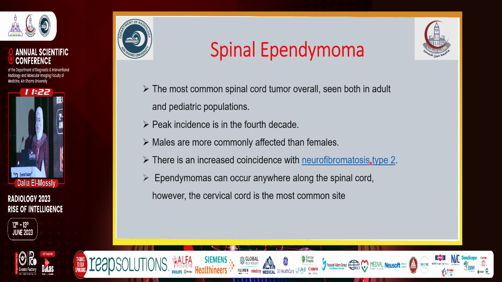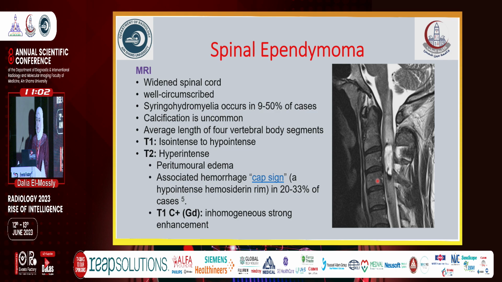Spinal ependymoma is the most common spinal cord tumor seen in both adult and pediatric population, with peak incidence in the fourth decade, more common in males, and increased incidence with neurofibromatosis type 2. It can occur anywhere in the spinal cord, however, the cervical cord is the most common site. On imaging, it's intramedullary, causing widening of the spinal canal, well circumscribed. Unlike posterior fossa ependymoma, calcification is uncommon.